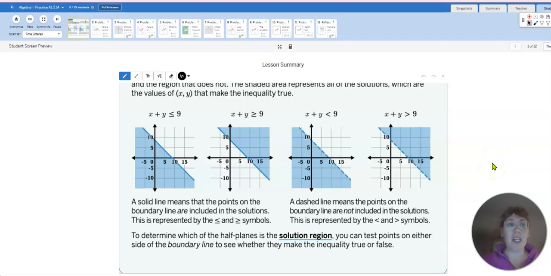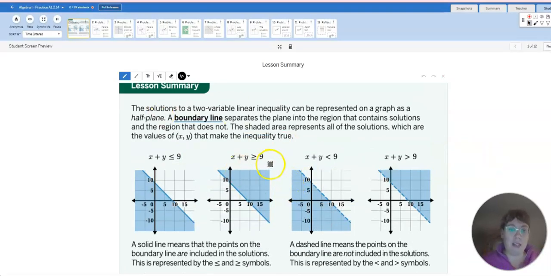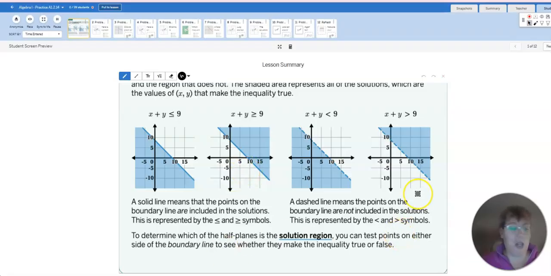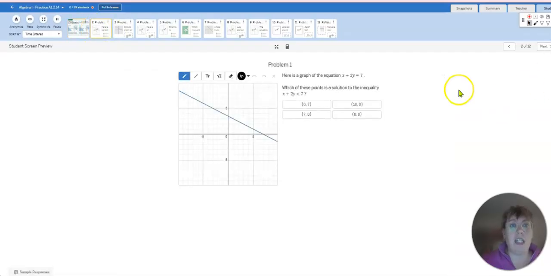Hello, everyone. We're looking at the 2.14 lesson practice now. So you can see we have our lesson summary talking about the boundary line and how it can be either solid or dashed, and then whether we're shading above or below is our solution region. So let's take a look at slide 2.